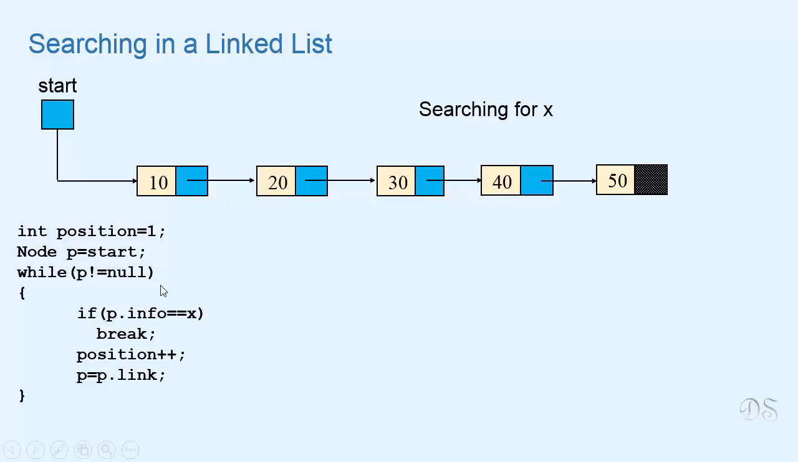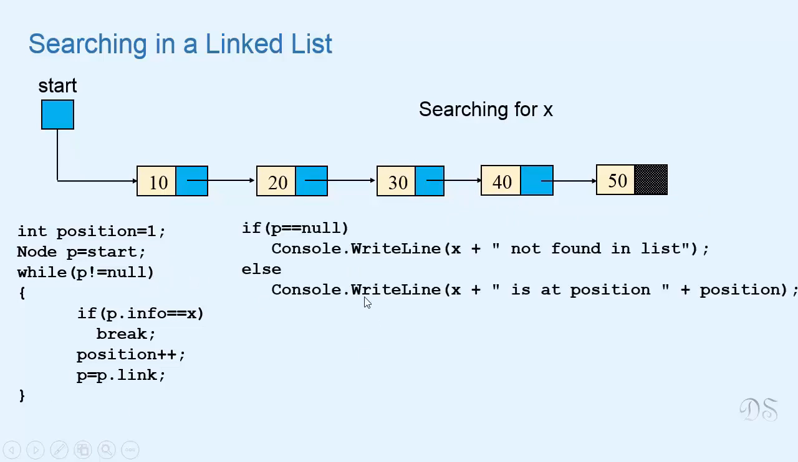Now this loop can terminate in two conditions. One, when x is found and break is executed. Another, when x is not present in the list and we reach the end of the list and P becomes null. So after this loop terminates, if P is null, it will mean that x is not present in the list. Otherwise, value of this variable position will give us the position of the node that contains x. Now let us see the methods for displaying a list, counting number of nodes and searching for an element in the list.